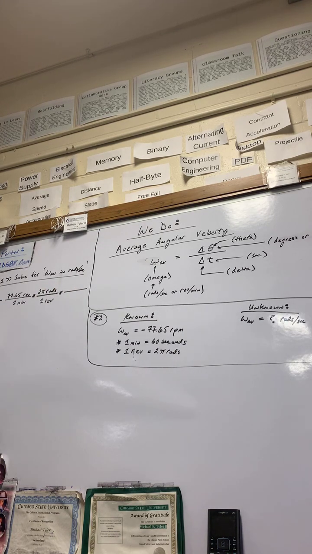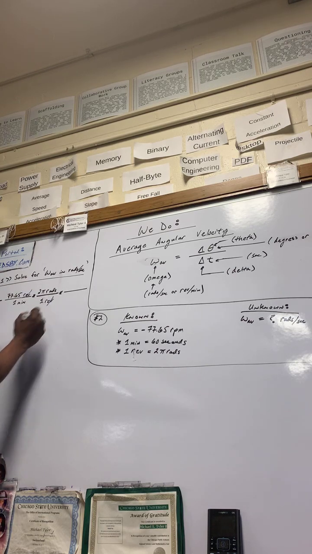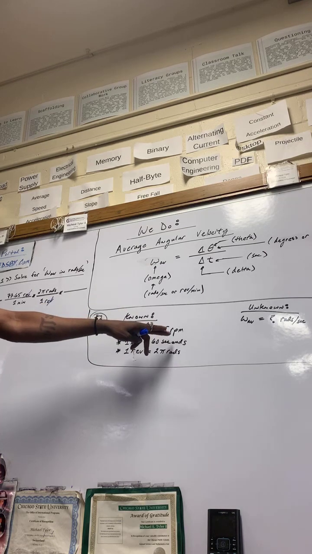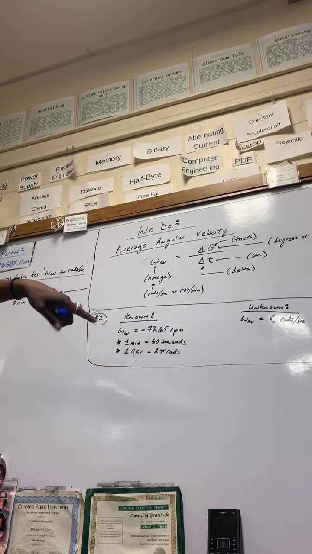So now if you're paying attention, you can cancel out revs, or revolutions, because revolution divided by revolution is 1. It's like A divided by A is 1. So I can cross this one out and that one. And then I got one more conversion to do, because remember, we don't want it in minutes, RPMs, we want it in seconds, rads per second.